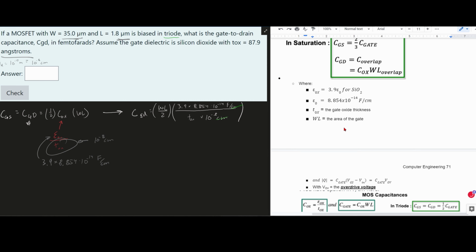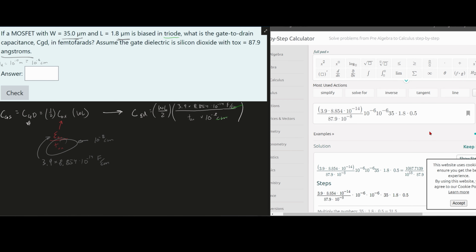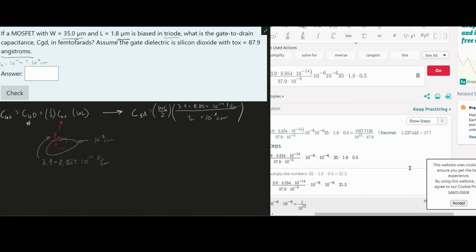So if I go into Symbolab, we have our 3.9 times the 8.854 times 10 to the negative 14, and then our TOX here is 87.9 times 10 to the negative 8. We have our 10 to the negative 6 twice for the micro, and then we have our 1.8 and the 35 for the W and the L, and then we have our times 0.5 for this 2 here. So if we click go, it's going to calculate for us, and we're going to get approximately 1.237. So the answer here is 1.237 times 10 to the negative 17.